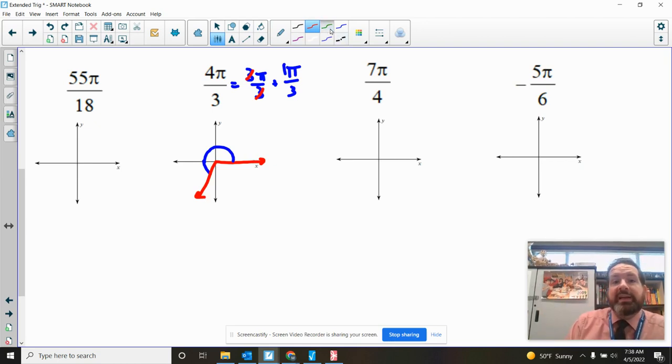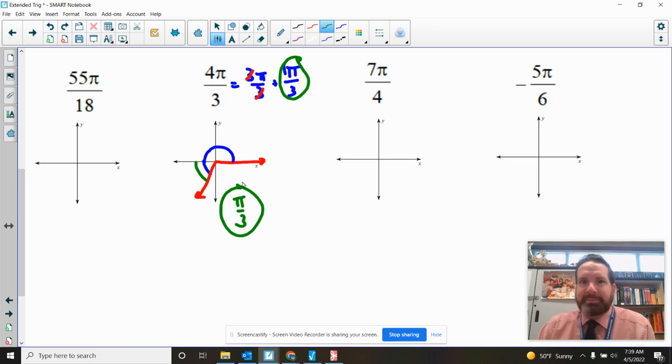Now, when it comes to finding your reference angle, having written it out this way actually makes it pretty simple. I went a full half turn. My reference angle is this part, that little extra bit that I had to go. That's my reference angle, 1 pi over 3.